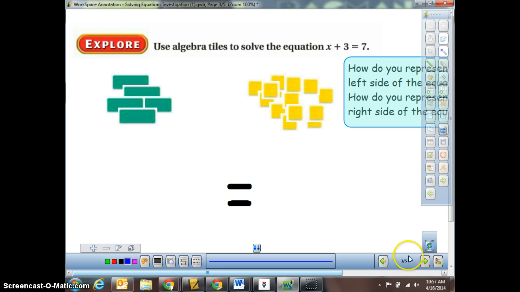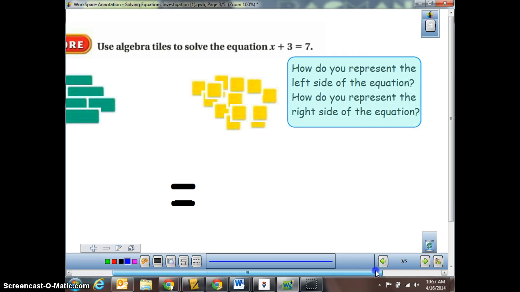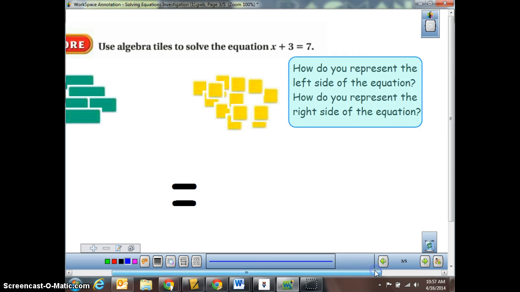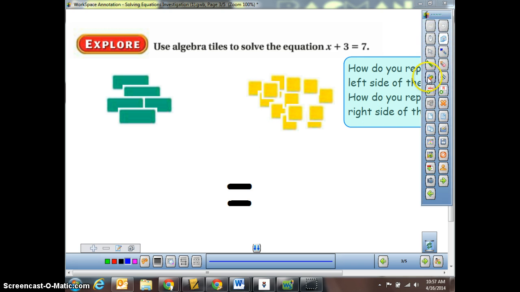All right, using algebra tiles to solve the equation x plus 3 equals 7. How do you represent the left side of the equation? How do you represent the right? So let's just look at that. This is our left side. We need to put x plus 3 over here. So how am I going to do that?